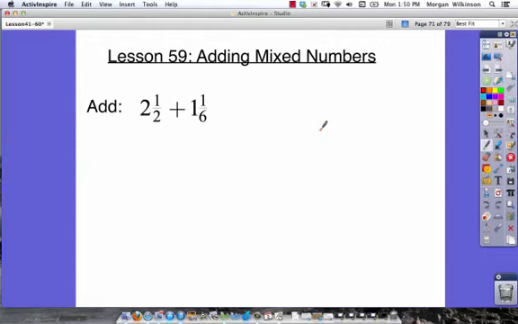Lesson 59 is about adding mixed numbers. And the first problem that we have today says to add. We have 2 1/2 plus 1 1/6. Now in order to add mixed numbers, we're going to follow that three-step process that we saw a couple lessons ago.